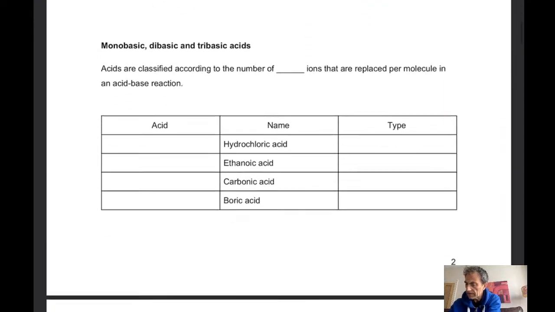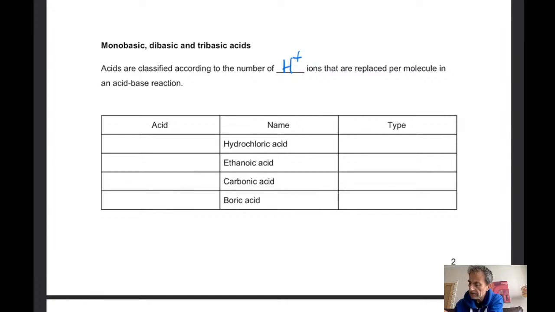Right, so the next little thing is about types or classifications of acids. We've already had the strong-weak classification, and that's about the amount of dissociation. We've got makes sense more, brilliant, thanks Laura. We've got different types of acids: monobasic, dibasic, and tribasic. This is all to do with the number of protons, or H plus ions, that are replaced in the acid-base reaction. Or you could think of it as how many protons it donates.